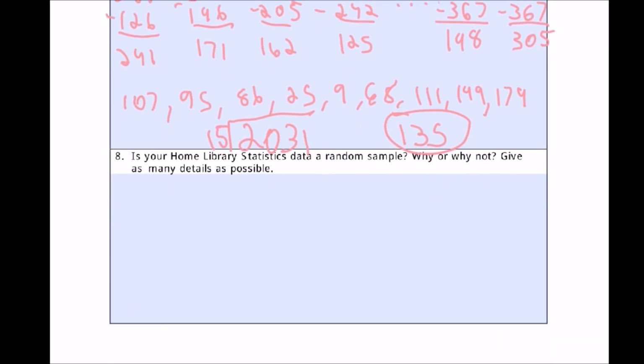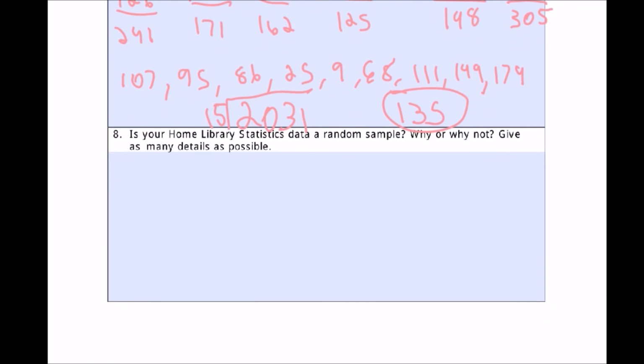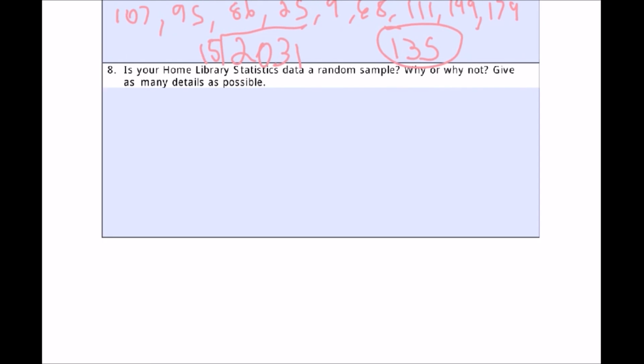Alright, the next part is, was this a random sample? Why or why not? I'm not going to do that part for you. So you're going to have to decide that.